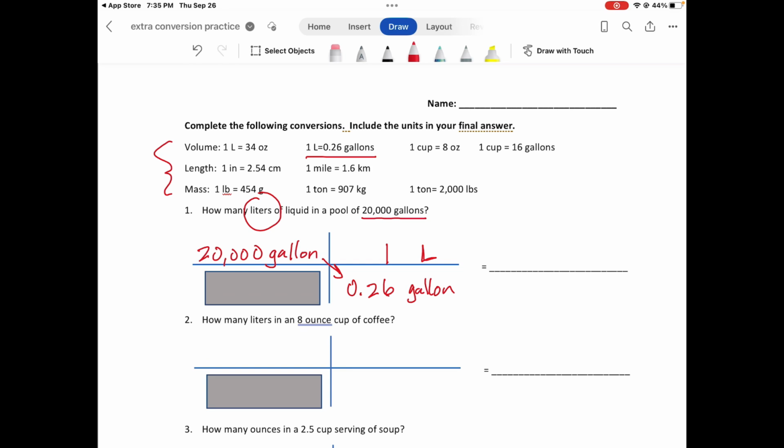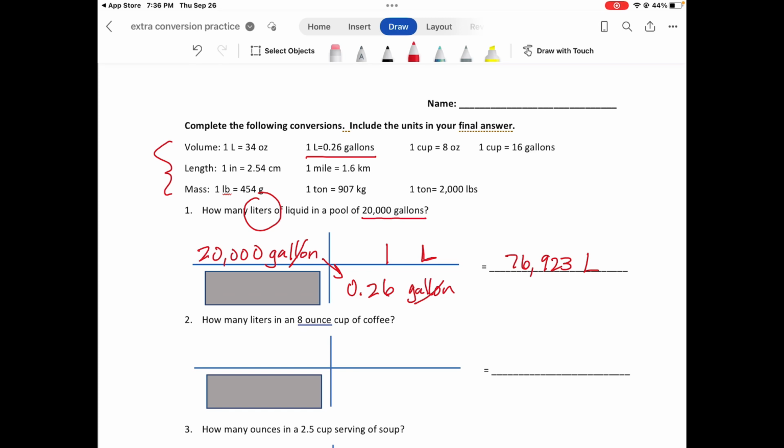So in our calculator, we take our 20,000 gallons. We divide by 0.26, and we end up getting a really big number. I'm going to round it to the nearest whole number. So we have 76,923 liters. The gallons cancel out. Liters are the unit we are left with. So that's a lot of liters.